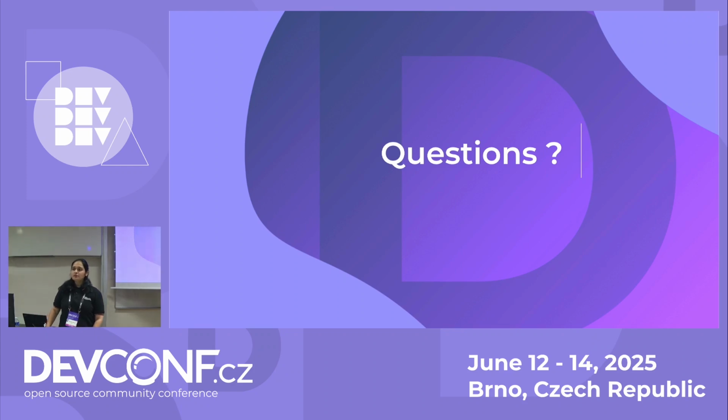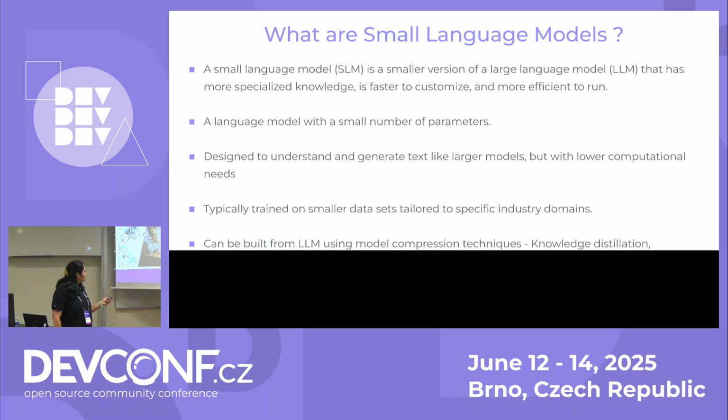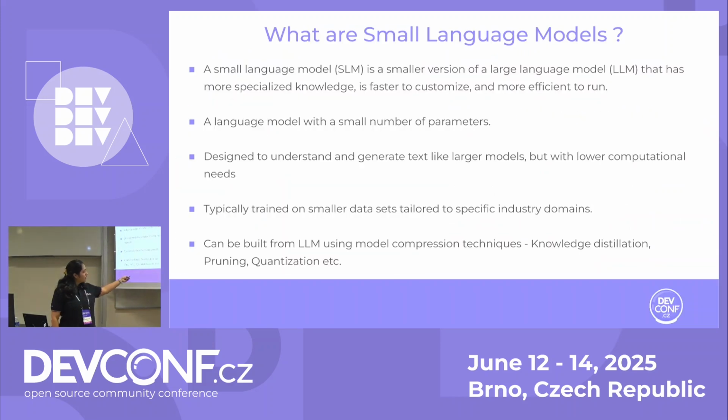So small language model, okay, so the question is how to build a small language model. A small language model can be built by taking an LLM as a base, and then we can go through these model compression techniques. It's just a few, but there are low-rank factorization and other methods as well, which we can use for a small language model.